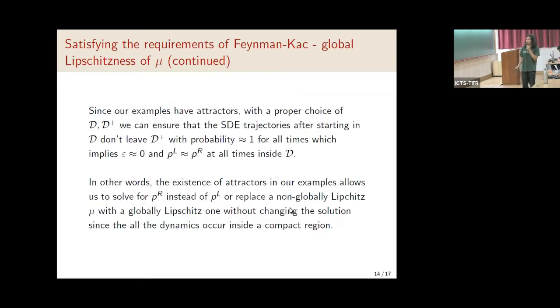Since our examples have attractors, category 1 has the circle as its attractor and category 2 has a butterfly attractor. With the proper choice of D and D plus, we can ensure that trajectories starting in D do not leave D plus with probability almost equal to 1 for all times, which implies that epsilon is almost equal to 0 and PL is almost equal to PR at all times inside D.